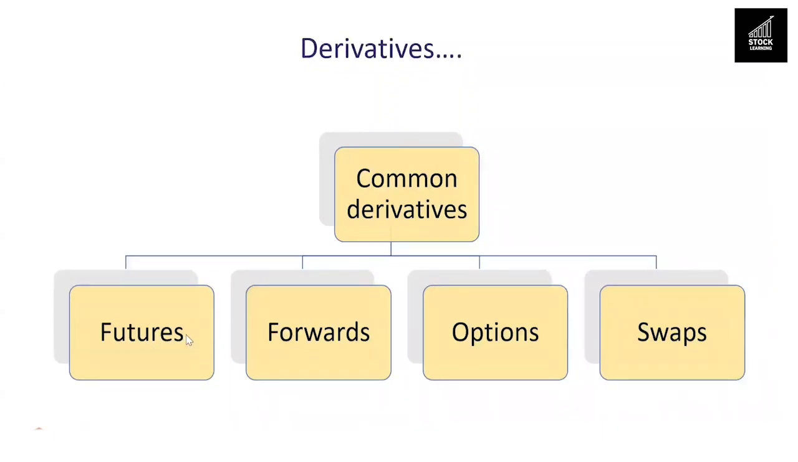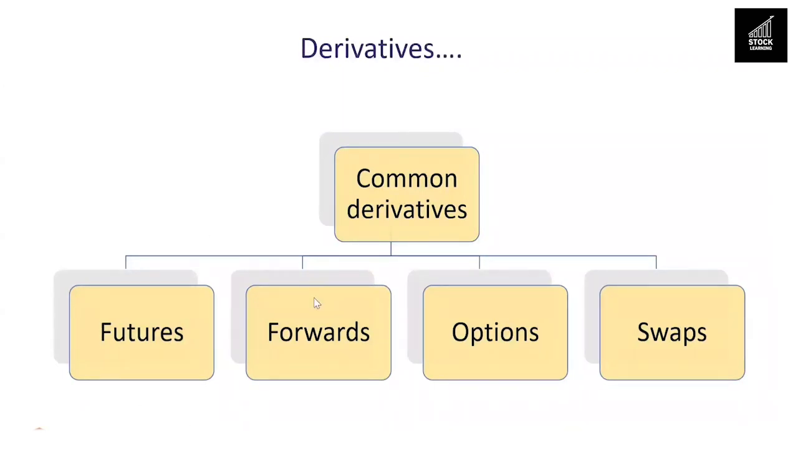In futures, these contracts are traded on the exchange. So coming back to futures and forwards, futures are traded on the exchange. That means there is no counterparty risk there. What do we mean by counterparty risk?